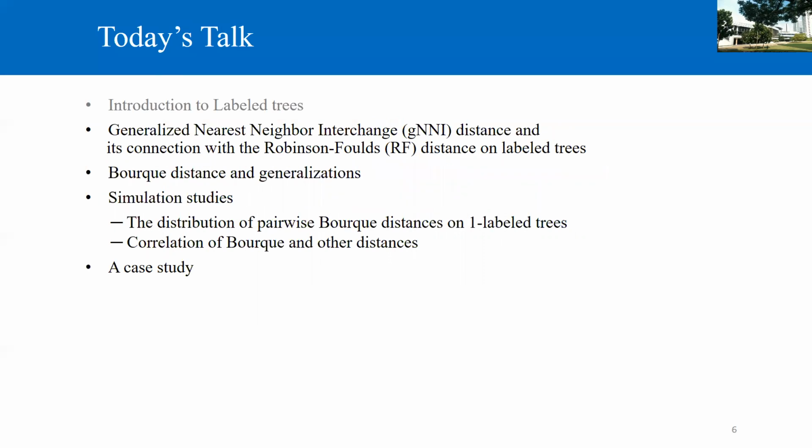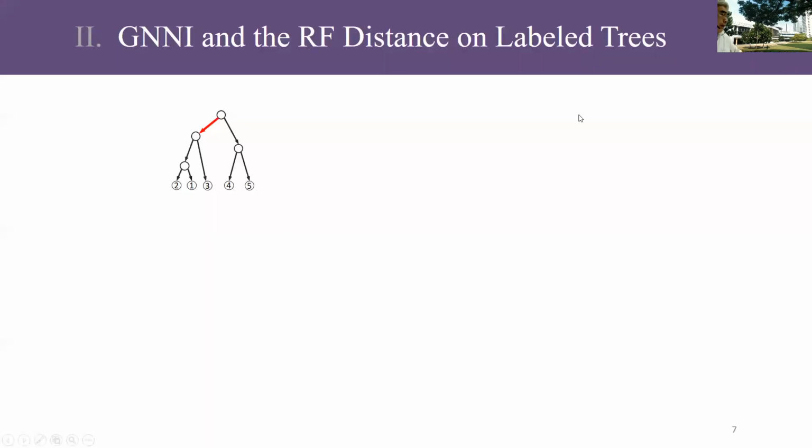In the rest of this talk, I will first generalize the nearest neighbor interchange distance and the Robinson-Foulds distance onto one-label trees. We also present a novel relation between these distance measures. Importantly, we present a bark distance for mutation trees and study by simulation the relations of bark distance with two distance measures proposed recently. Lastly, we present a case study involving three leukemia mutation trees before concluding this talk. Now we move to our first result.